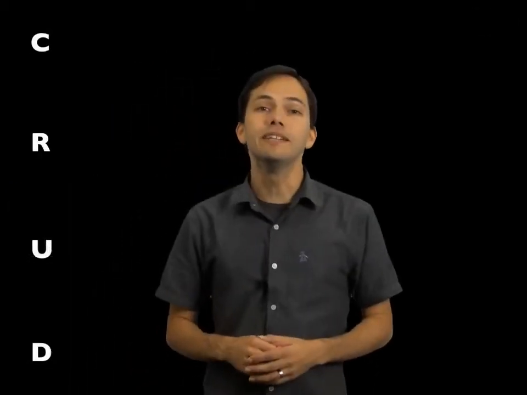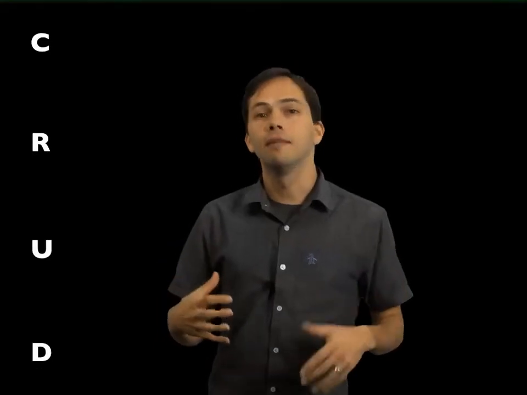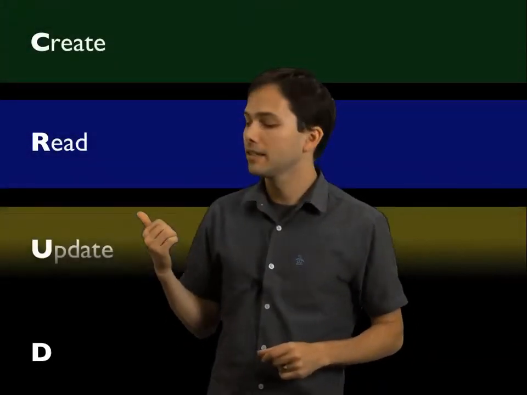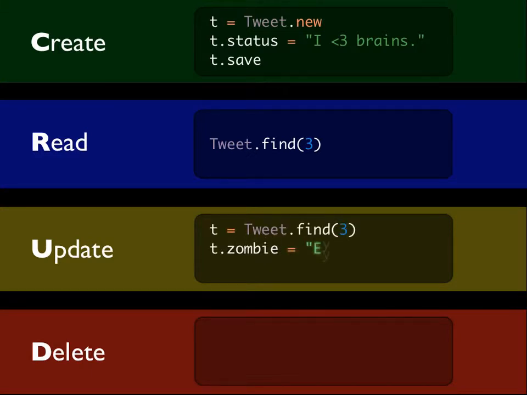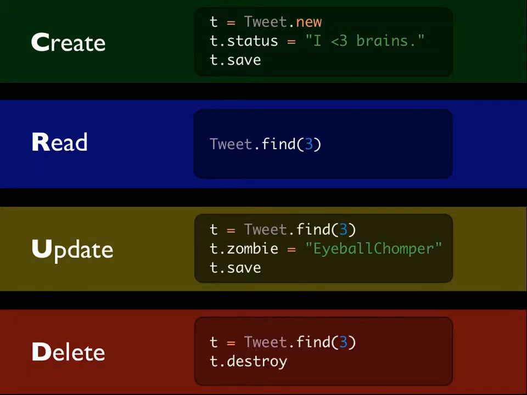It's time to jump into the CRUD. And by CRUD, I mean create, read, update, and delete. Now let's figure out how we can do each of these inside our Rails application. First, in the create, we do Tweet.new. We can then set the status and call t.save to save the item. For reading, we then do Tweet.find(3), just like you saw a moment ago. For updating, we're going to find the tweet, then we can set values on it and save it. And then for delete, we can find the tweet and call t.destroy to delete it out of the database.